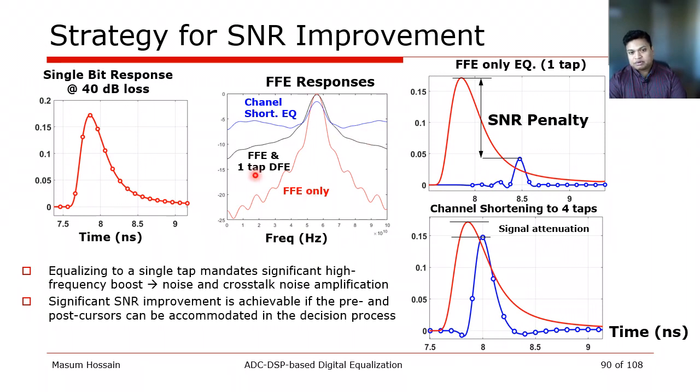If we move away from FFE and go to a one tap DFE plus FFE combination, then I can reduce this reduction and recover some of my signal power. I can do that more effectively if I say that I will live with some amount of precursor and some amount of postcursor, and of course the main. In that case, we can see that from the transient viewpoint my signal attenuation is much less, and the same is indicated in the frequency response.